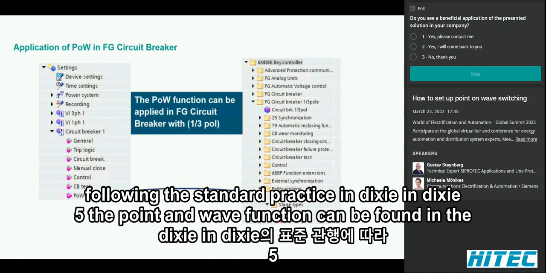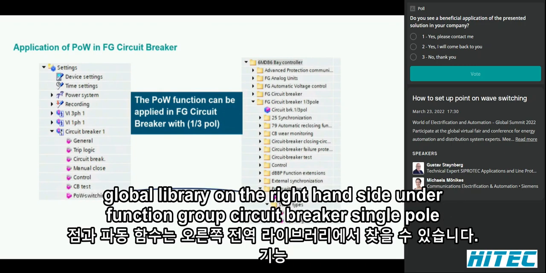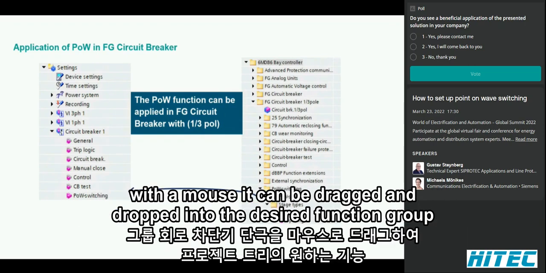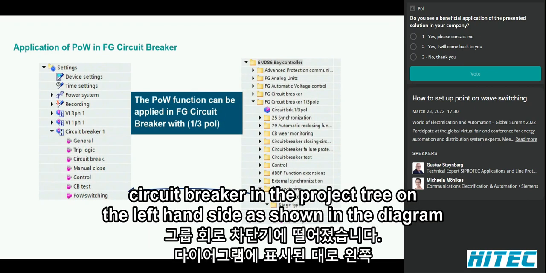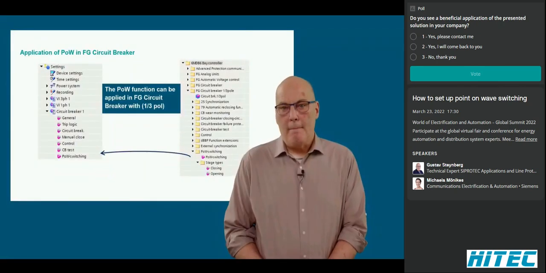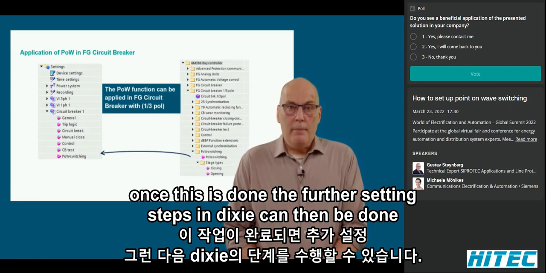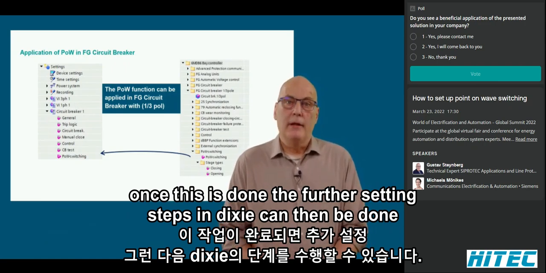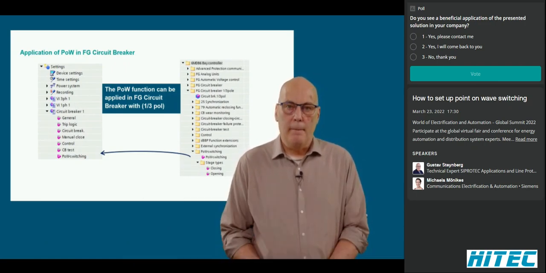Following the standard practice in DIGSI 5, the point-on-wave function can be found in the global library on the right-hand side under function group circuit breaker single pole. With a mouse, it can be dragged and dropped into the desired function group circuit breaker in the project tree on the left-hand side, as shown in the diagram. Once this is done, the further setting steps in DIGSI can then be done.